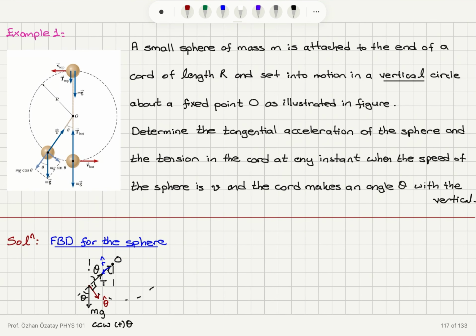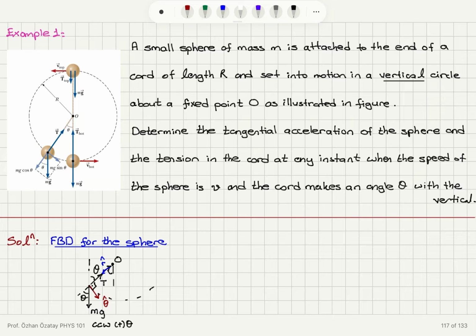Okay, let's look at a few examples. A small sphere of mass m is attached to the end of a cord of length capital R and set into motion in a vertical circle about a fixed point O, as illustrated in the figure. So we have this small sphere that is moving on this vertical circle under the influence of gravitational acceleration. Determine the tangential acceleration of the sphere, and the tension in the cord at any instant when the speed of the sphere is v and the cord makes an angle theta with the vertical.